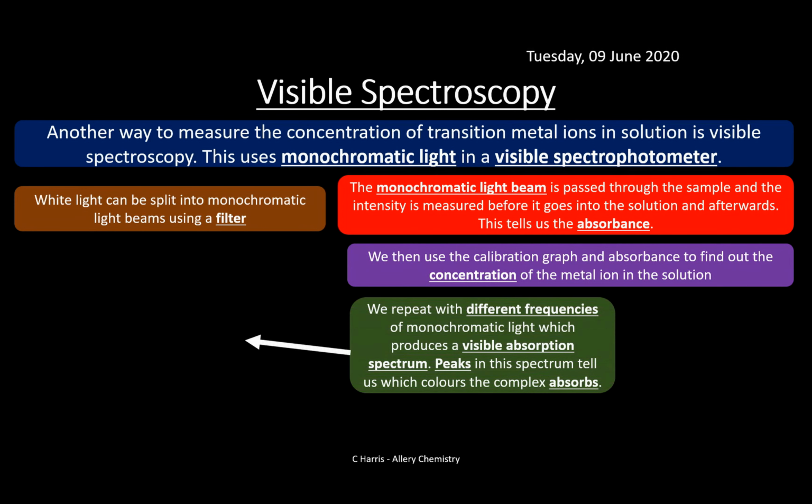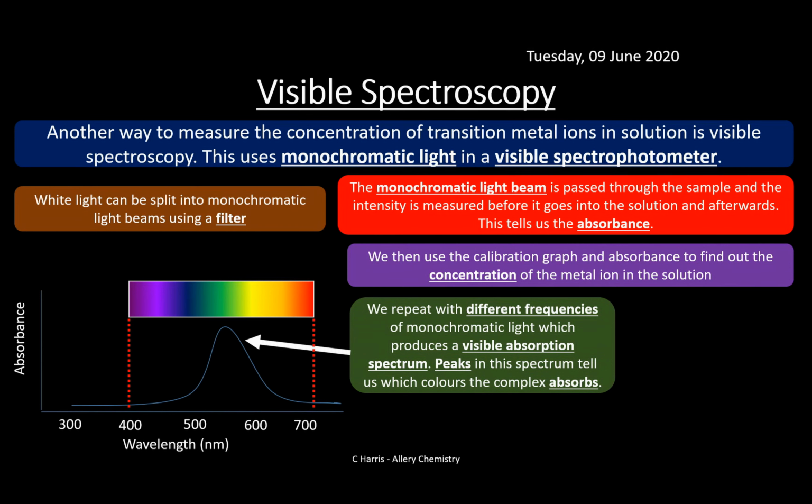Now with this one, we can repeat that with different frequencies of monochromatic light. So we just keep repeating that same experiment, but we change the frequency. And this produces what we call a visible absorption spectrum. So we form something like this. You can see there are the different wavelengths of visible light that we're putting in. This is the visible region, as you can see there. So that's the coloured light there.